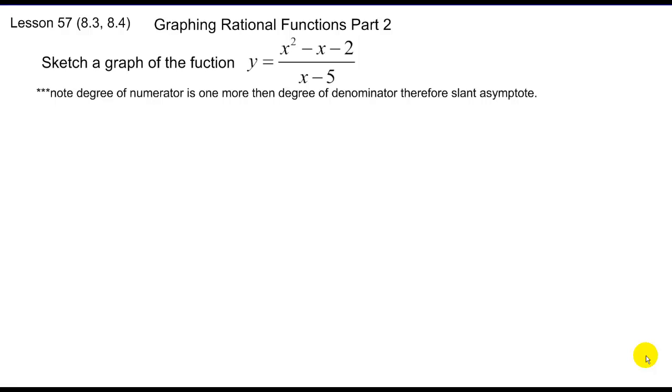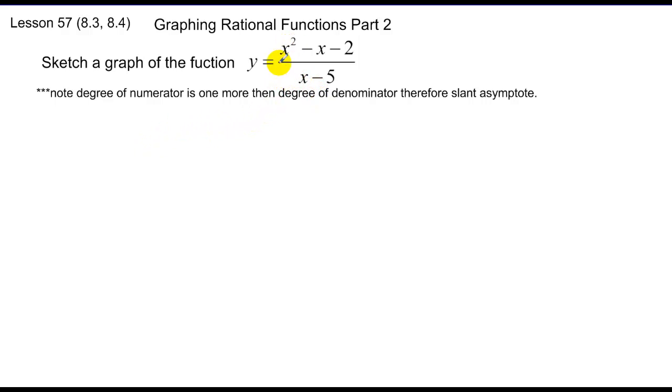Okay, so after the marathon of the last lesson, let's hope this one's a little bit shorter. We're going to start our second part of graphing rational functions. And today we're going to talk about two special cases. One, when the degree of our numerator is one more than the degree of the denominator. We said earlier in a previous slide that that's going to create what's called a slant asymptote. And in order to find that slant asymptote, we're going to use long division. We'll get to that in a second.